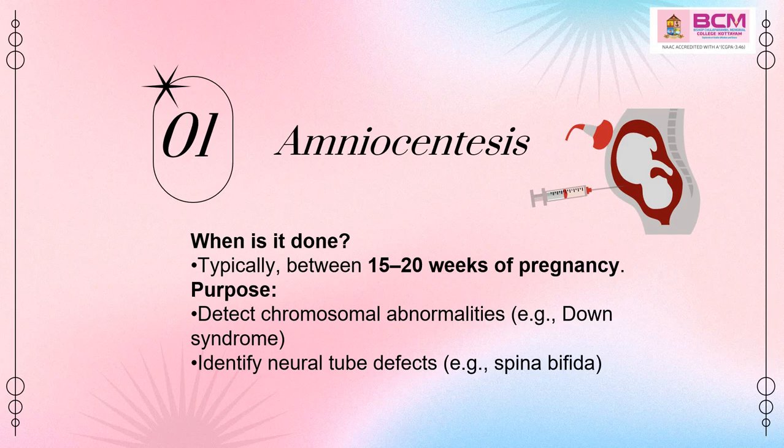Why do we do this? The fluid contains fetal cells and proteins that can be analyzed to detect chromosomal abnormalities like Down syndrome and neural tube defects like spina bifida. Although considered safe, it carries a 0.1 to 0.3% risk of miscarriage. In summary, amniocentesis provides vital genetic and developmental information about the fetus, guiding medical decisions and helping expectant parents prepare for the future.